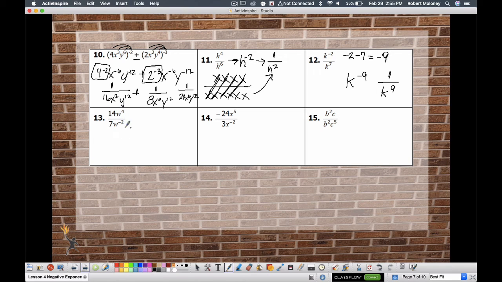We've got coefficients, so we're going to handle those separately. 14 divided by 7 is 2. And then it becomes 4 minus negative 2. Well, 4 minus negative 2 is the same as 4 plus 2. So that leaves me now a positive number. Therefore, it's 2w to the 6th power. Now I no longer have a negative, and that gives me my final answer.